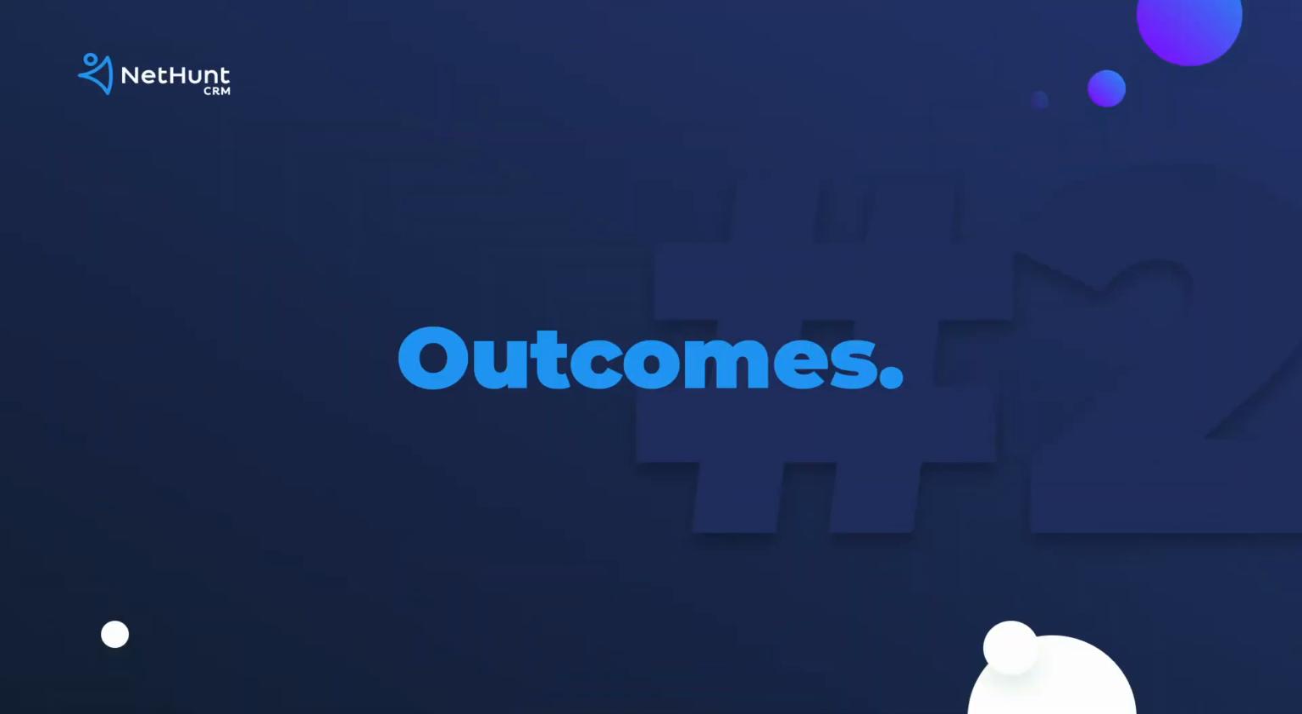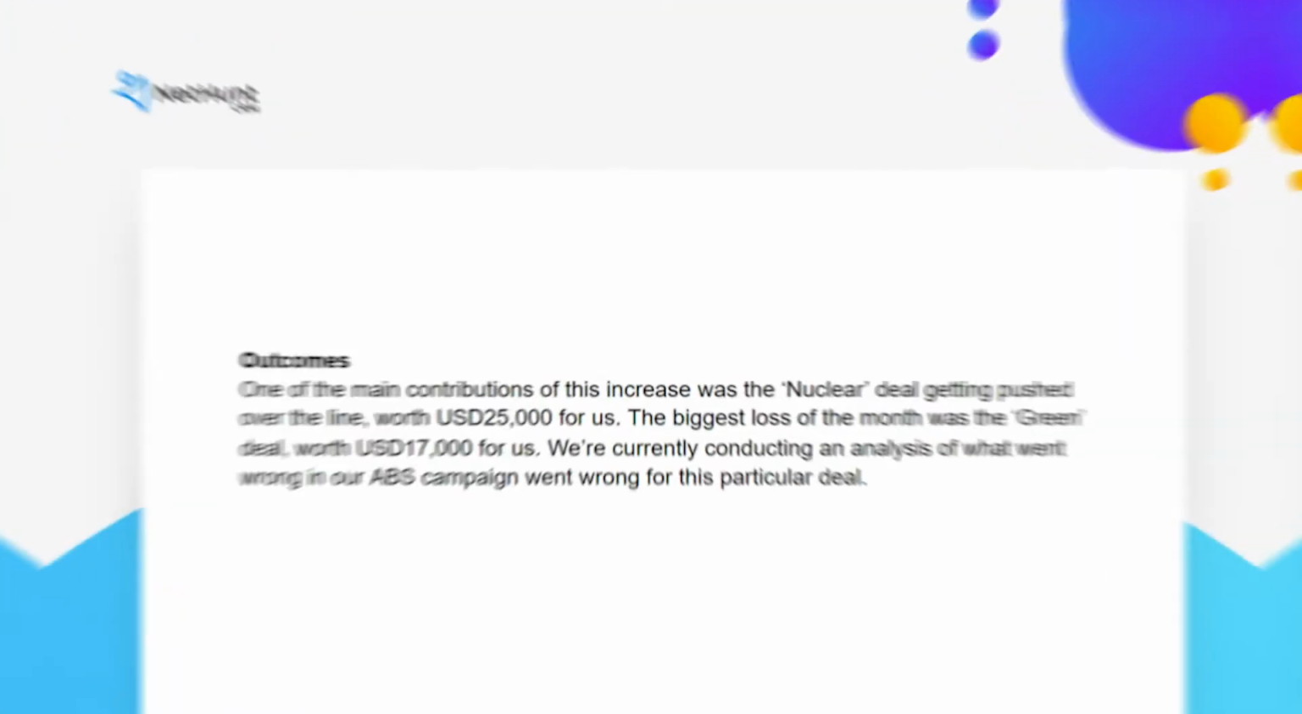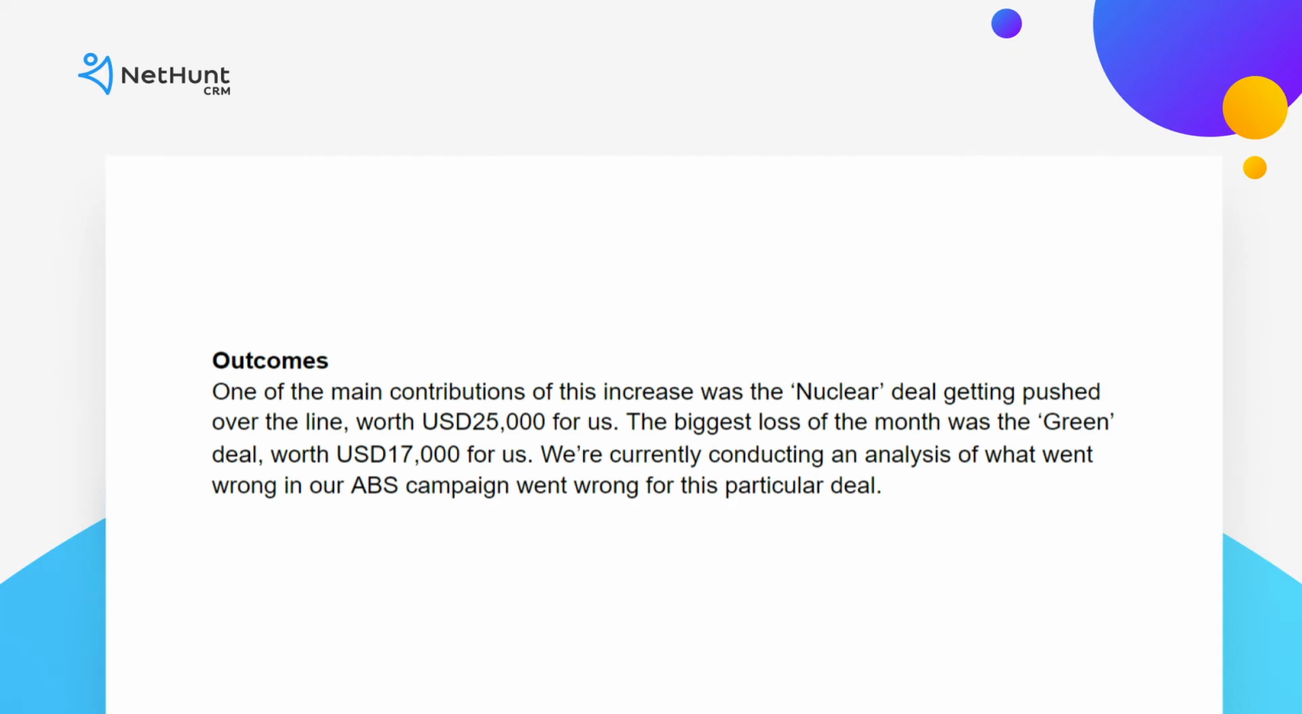The next part comprises your outcomes. This is at the core of your report. How has the previous month's activities gotten you here? And where is here exactly? For example, that big deal Nuclear is complete, but the smaller Green deal failed.